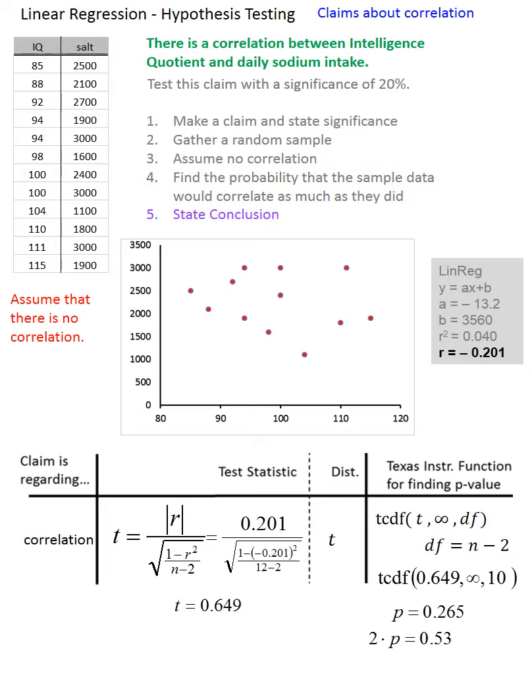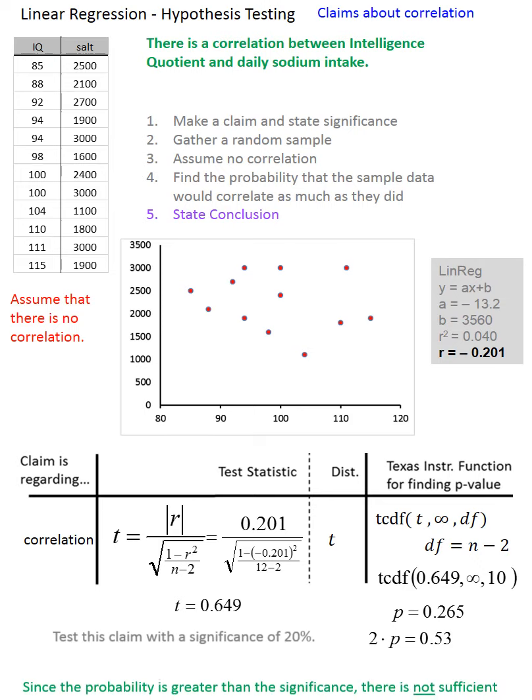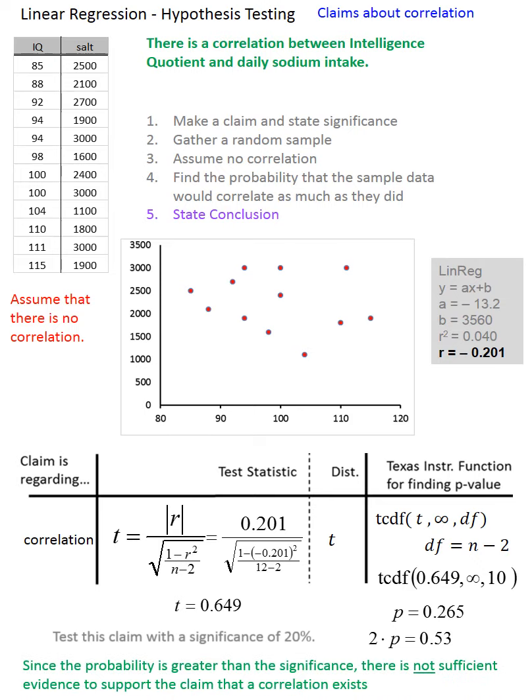And therefore, when I state my conclusion, given the fact that I wanted to test my claim at a 20% significance, and 53% is much higher than 20, there is in no way sufficient evidence to support this seemingly ridiculous claim that there's a correlation between IQ and sodium intake. And with that third example, that concludes this fifth video in this series on linear regression.